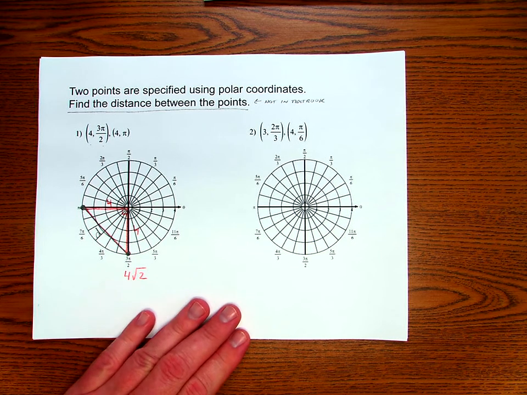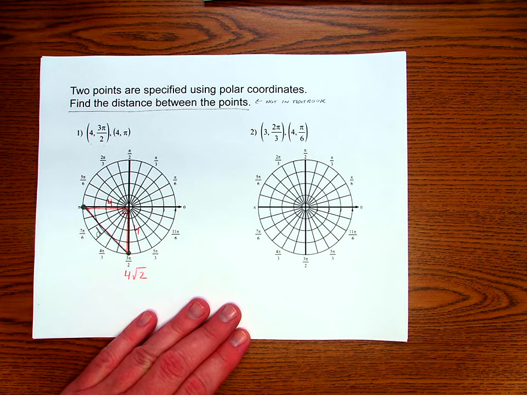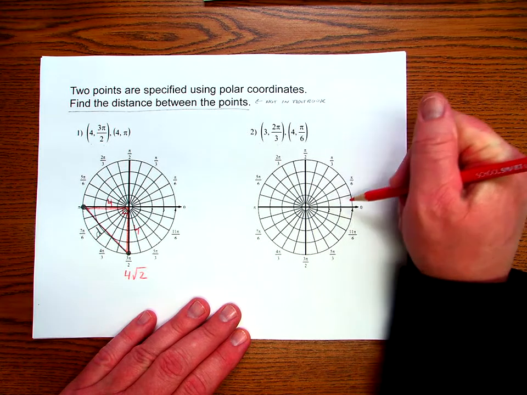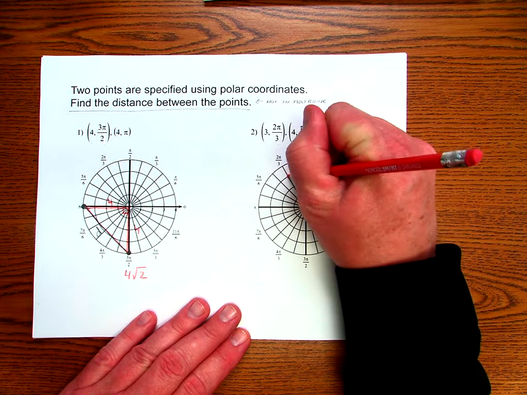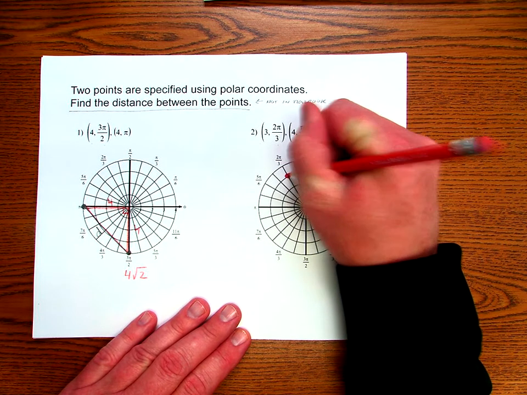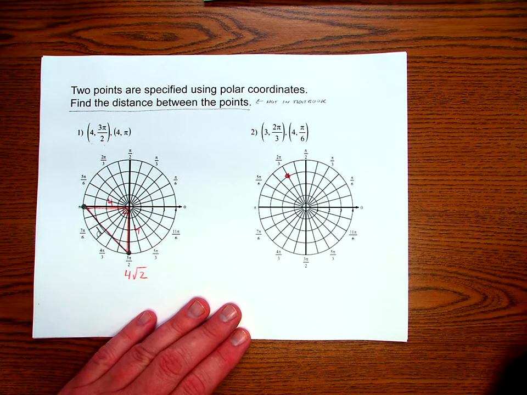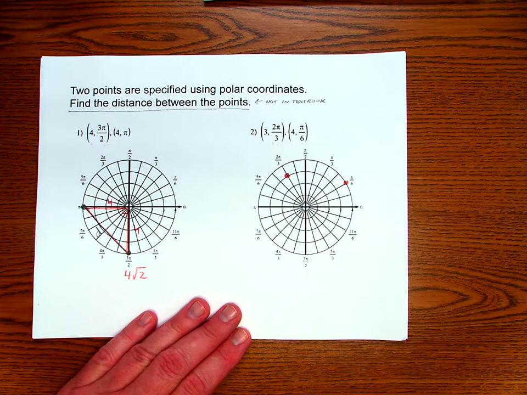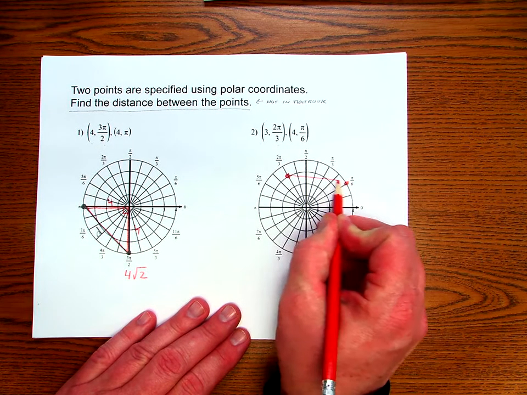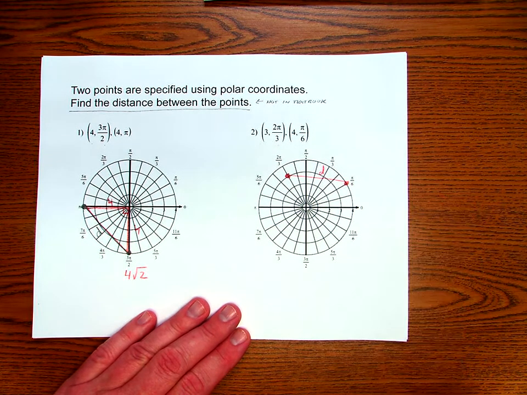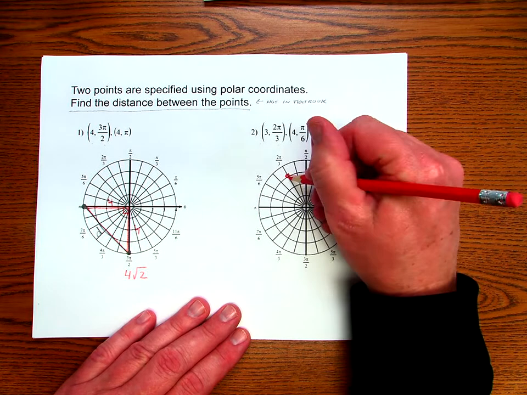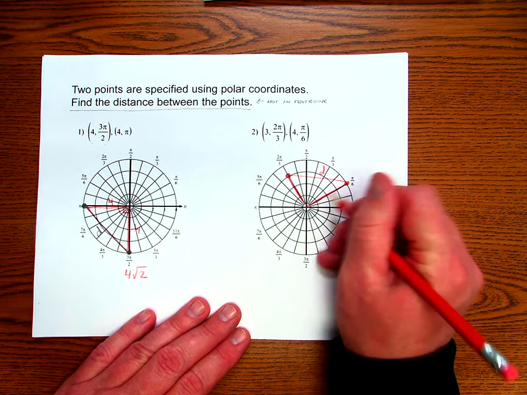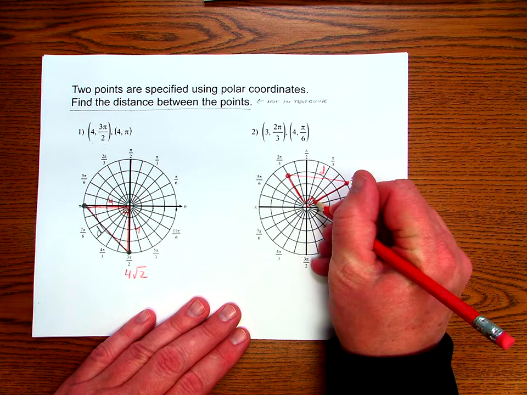Okay, next question. Same type here. 3, 2 pi over 3. So 2 pi over 3, 3 units. That will be right here. Okay, 4, pi over 6. That will be right there. And they're asking us, what's that distance from there to there? Well, we get another problem where we can box it in to form a right triangle just like that.